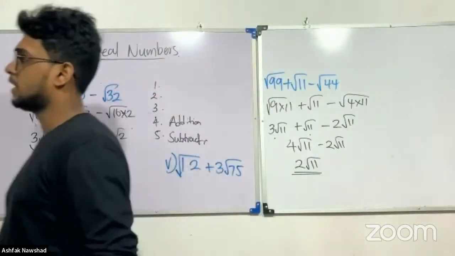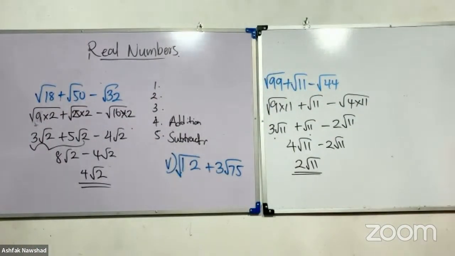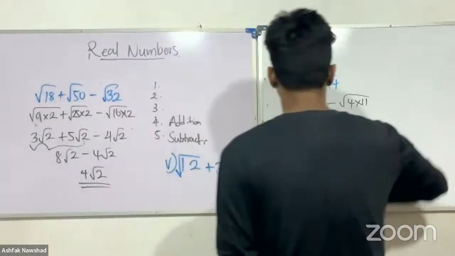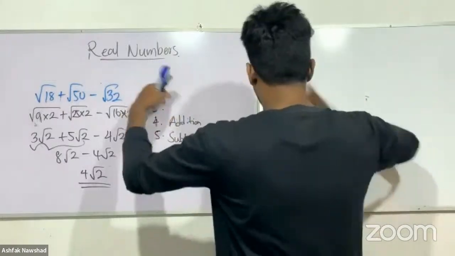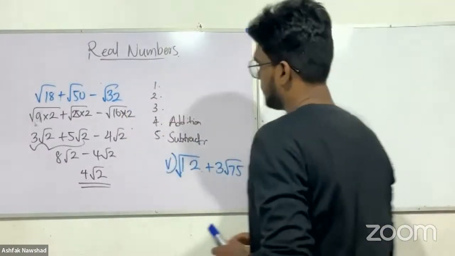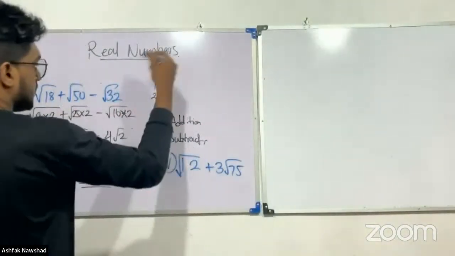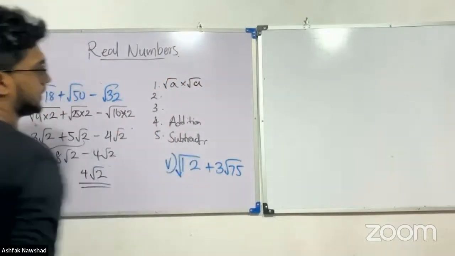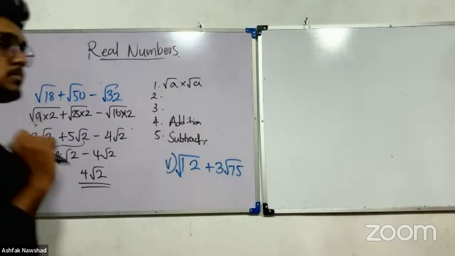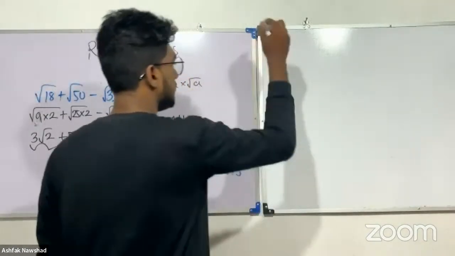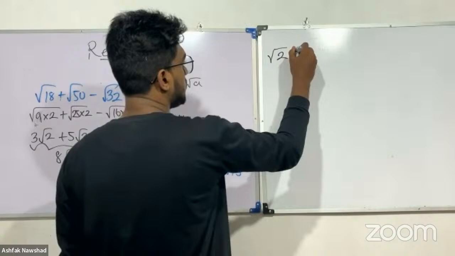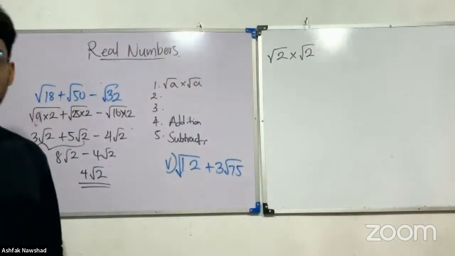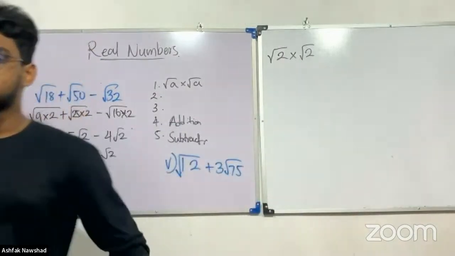So that is clear. Now let's move on to the next operation on surds. The next two are multiplication and division. But before that, I'm going to give you this operation: root a into root a. So this is pretty basic. This is a general rule. What do you think happens here? What would be the value of root 2 times root 2?